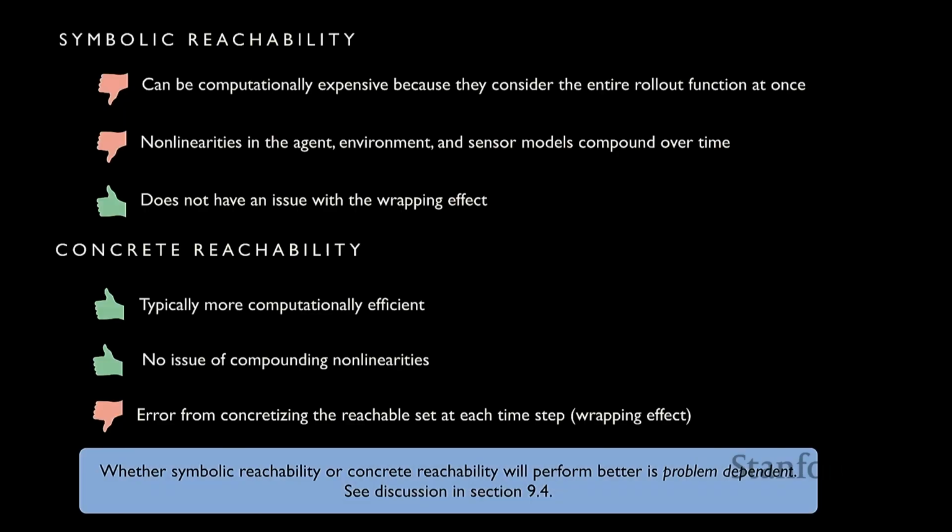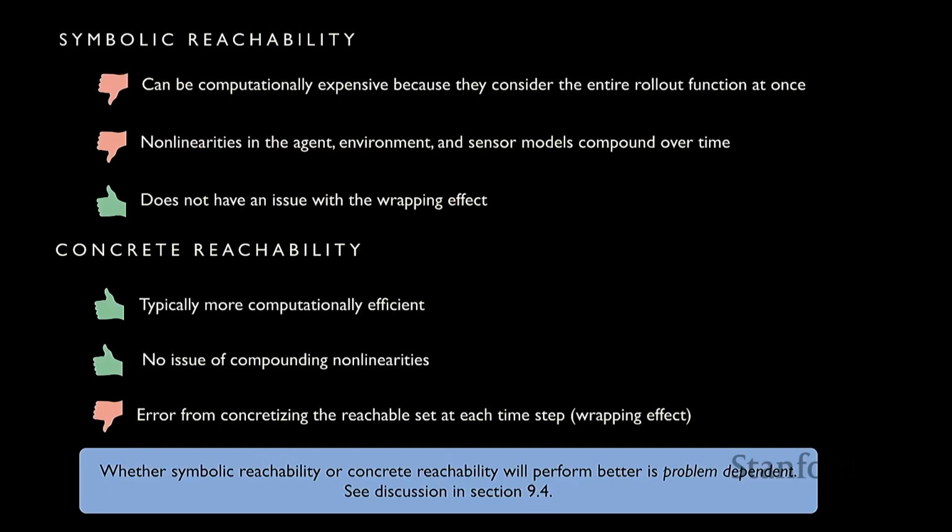Whether symbolic or concrete reachability will perform better is very much problem dependent. So maybe if you're really worried about these compounding nonlinearities, which turns out, surprise, surprise, is going to be the case for the pendulum, then concrete reachability might be better. But if you're concretizing into some big over-approximate set, then the wrapping effect is going to be a major issue, and then maybe symbolic will be better. So it's not always obvious. And like I just said, people tend to combine these, so maybe you do a few symbolic steps, concretize, do a few more symbolic steps, and so on. So you can trade off between these things.